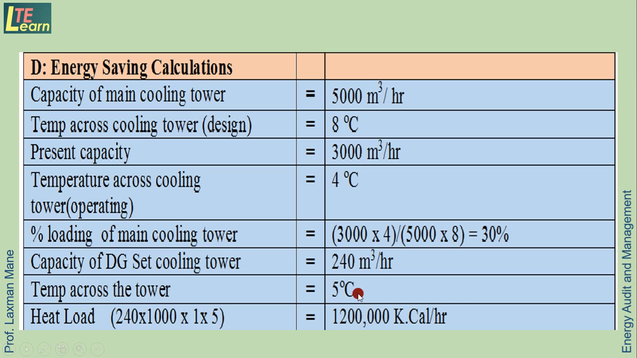Capacity of DG set cooling tower is given, that is 240 meter cube per hour, and temperature is given as 5 degree Celsius. So the heat load comes to 240 into 1000, where 1000 is used for kilocalorie conversion, into 5. So it comes to around 12 lakh kilocalorie per hour.